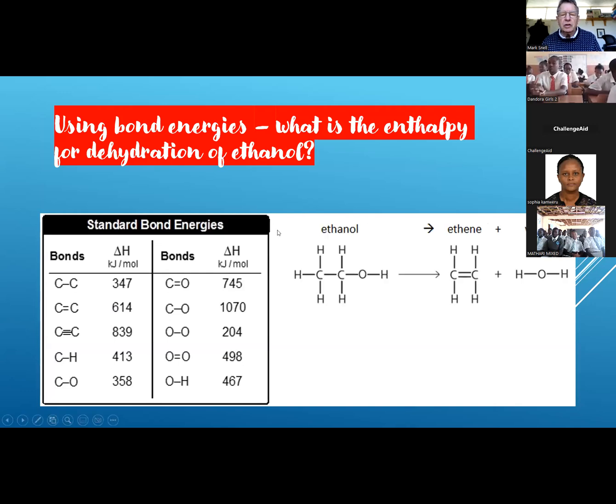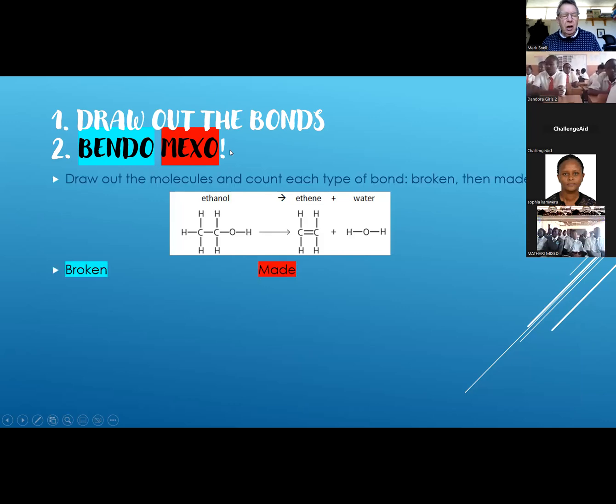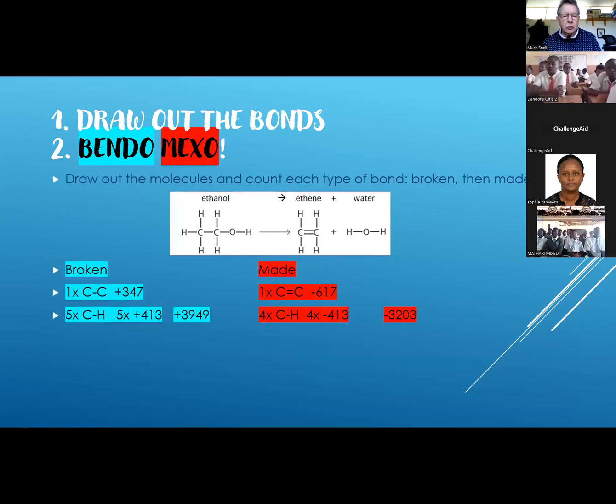The one we looked at was for ethanol to ethene and water. And it was all about counting up the number of bonds which were being broken on this side and then made on that side. So here it is. Here's the whole thing. We draw out the bonds, then we do bendo-mexo, and we said we total up all those which are broken and made.